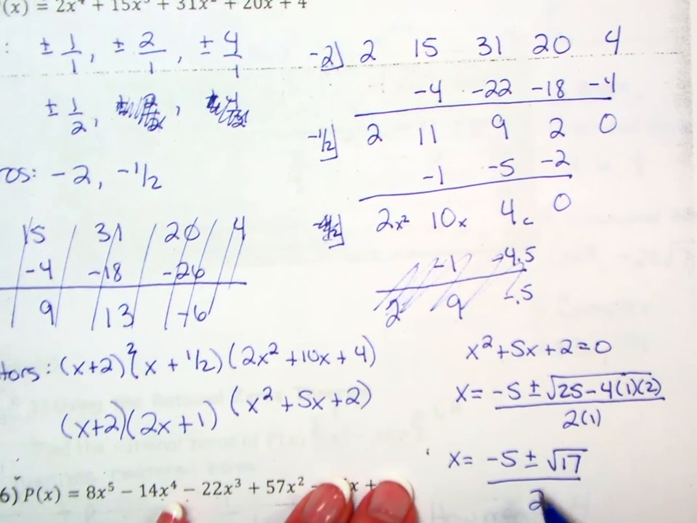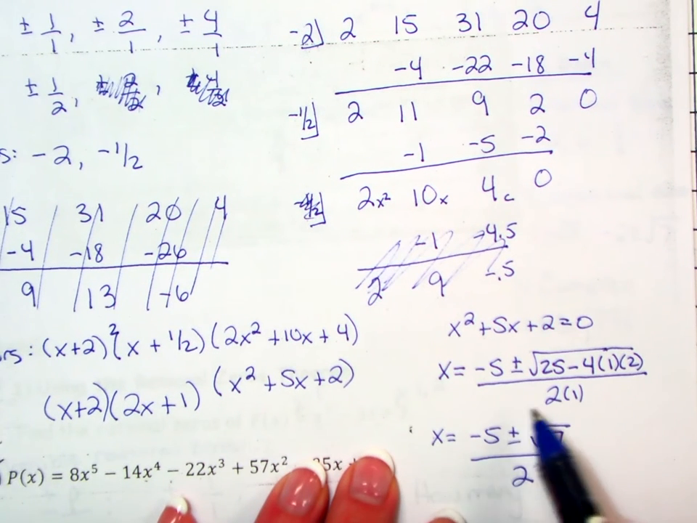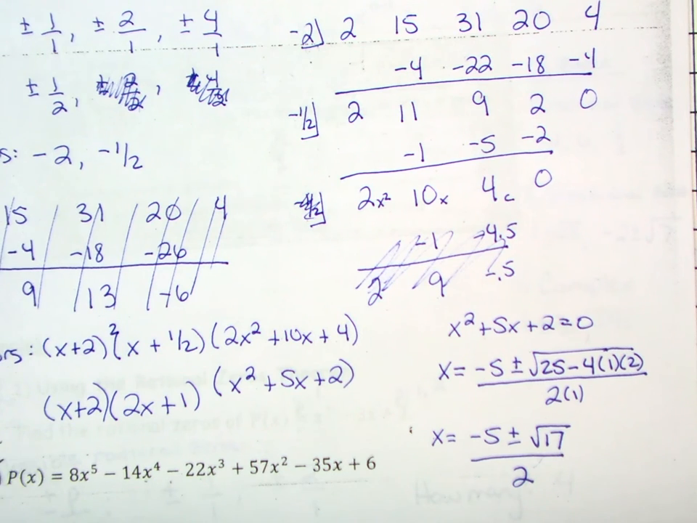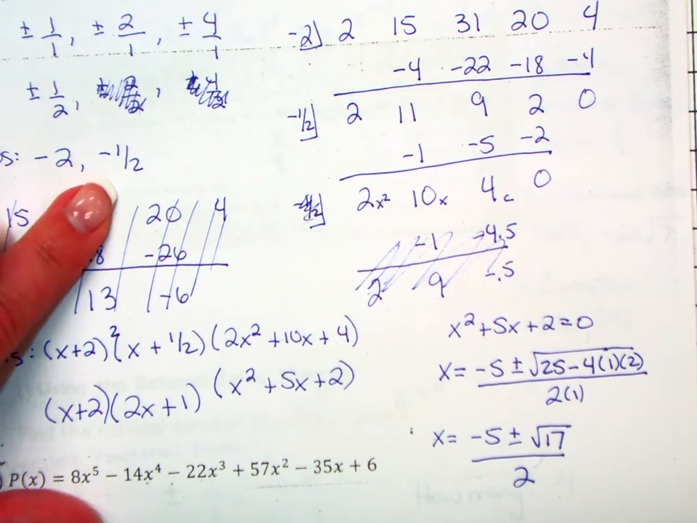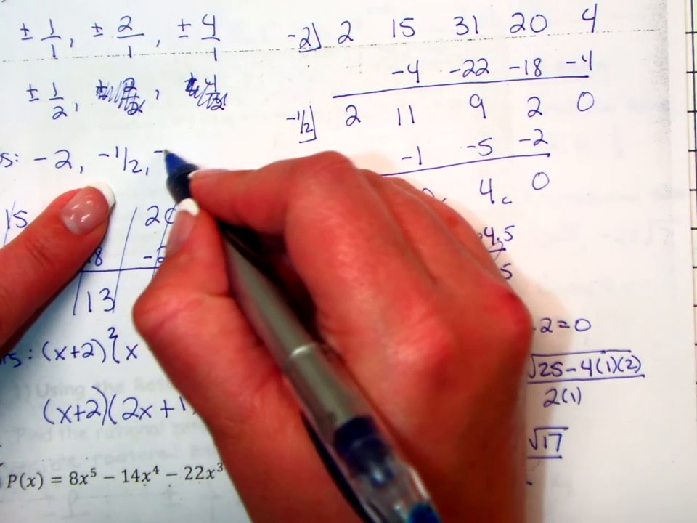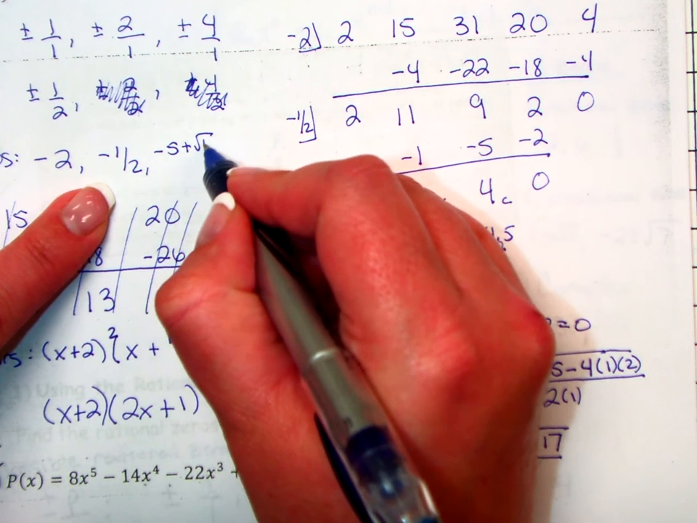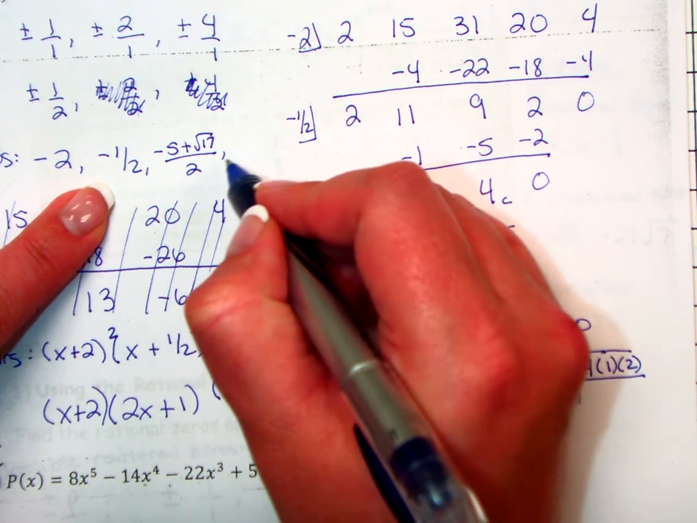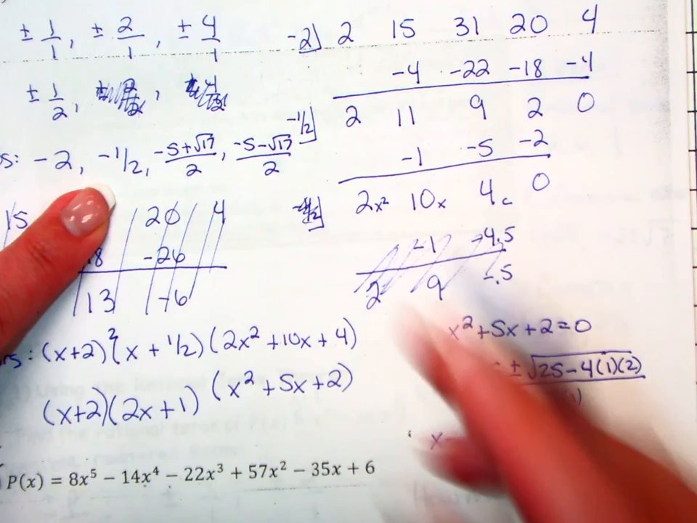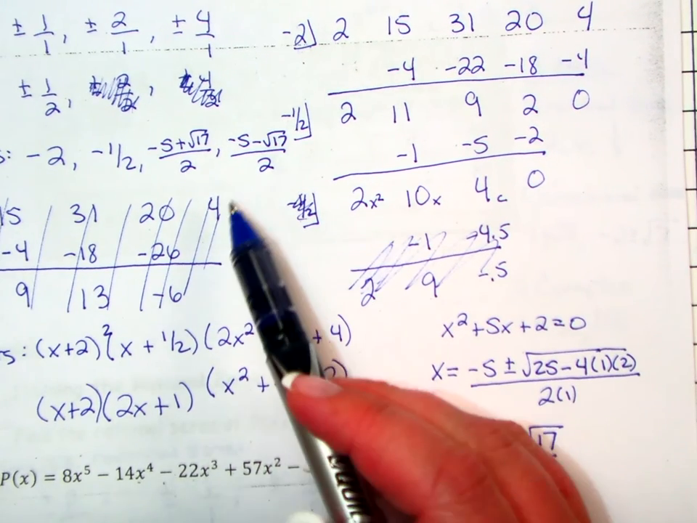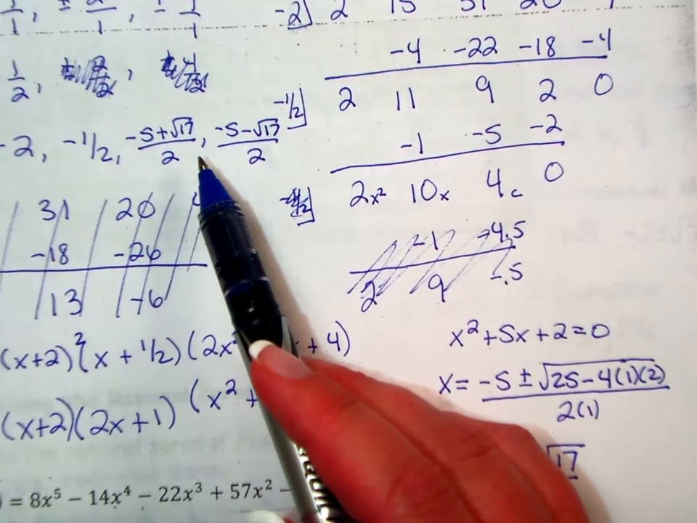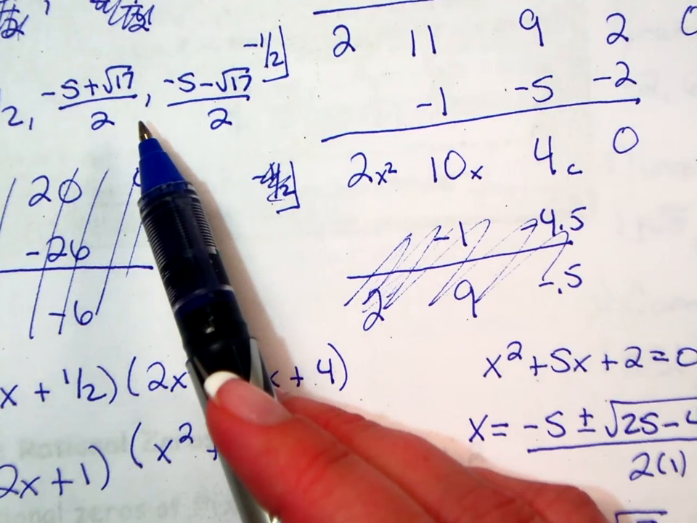Okay, so this is irrational, right? But they're still real. So if it's asking for the real zeros, you're going to list both of these, right? You're going to list negative 5 plus rad 17 over 2, and you're going to list negative 5 minus rad 17 over 2, right? And I bet you one of these values is really super close to negative 1/2, all right?